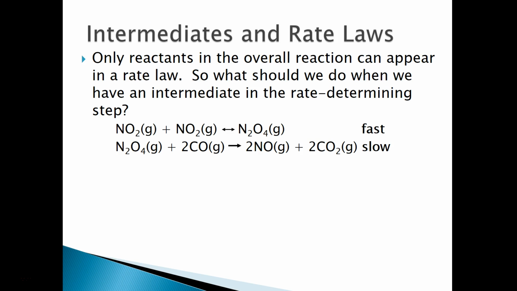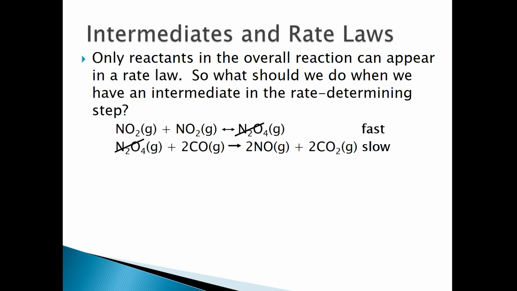So only reactants that you see in the overall reaction will show up in the rate law. When we have an intermediate in the rate determining step, usually it will not appear in the rate law, but sometimes it will. We'll look at this example to illustrate that. Let's go ahead and determine the overall reaction so we can see what should appear in the rate law.